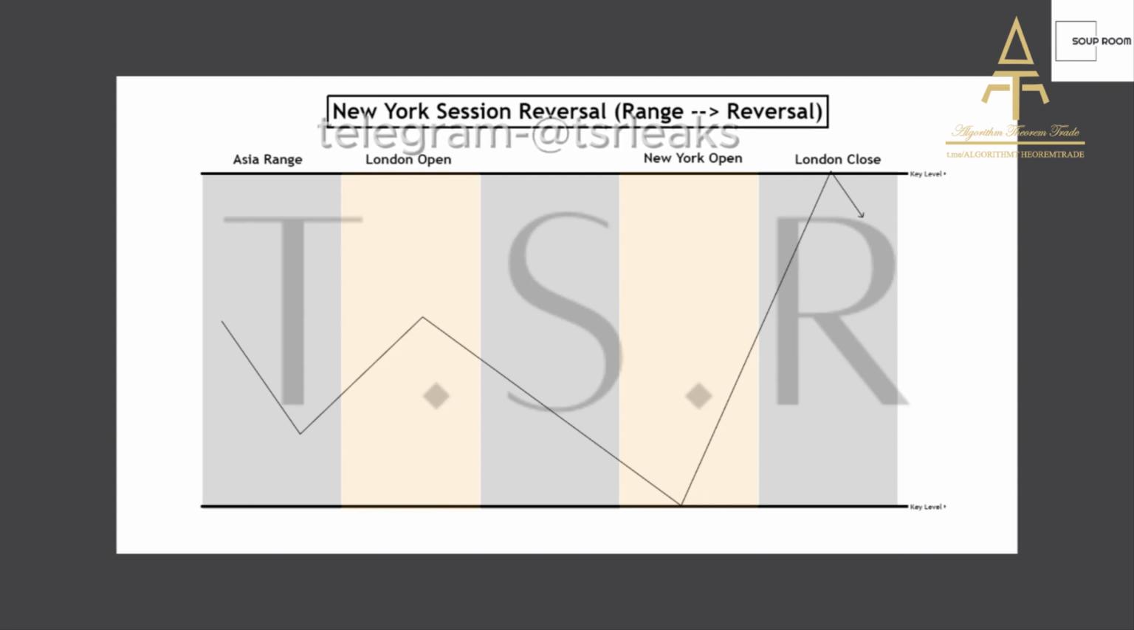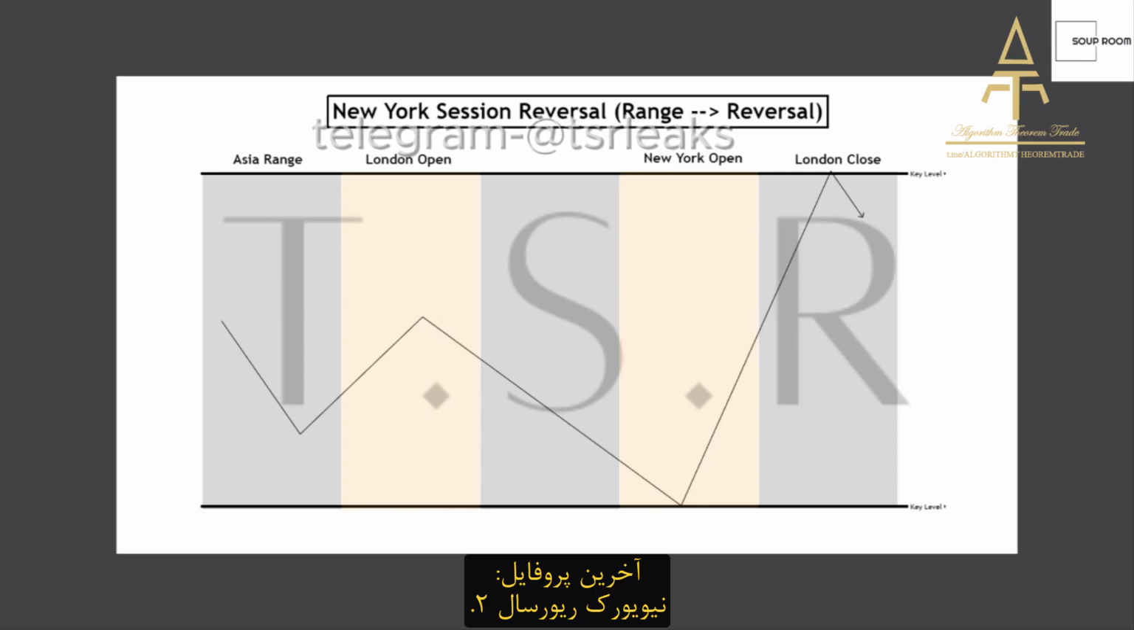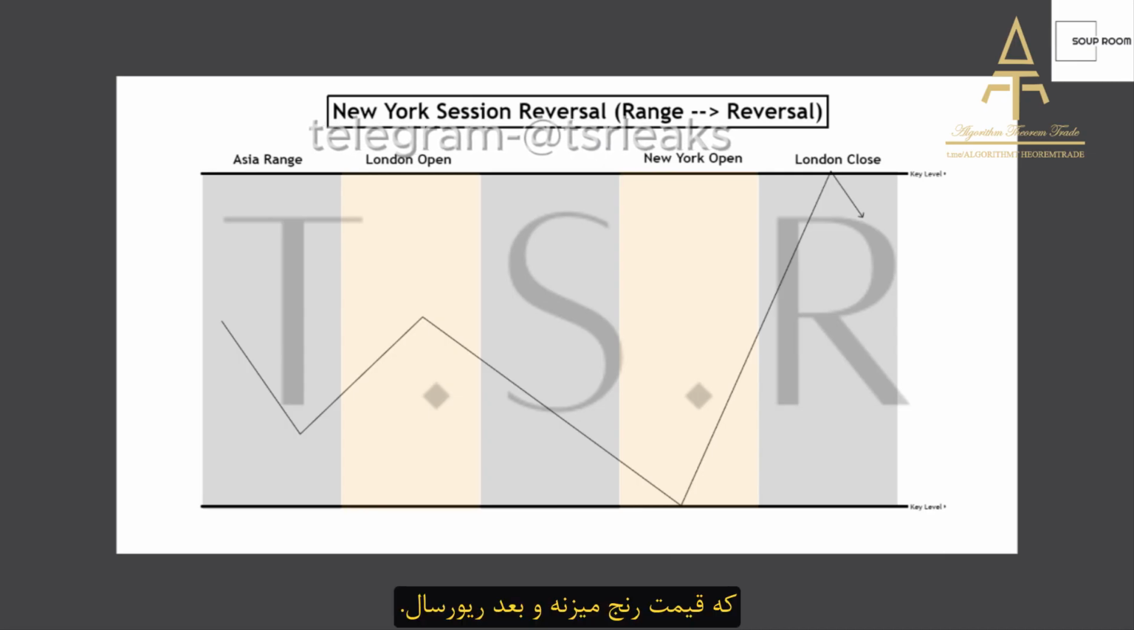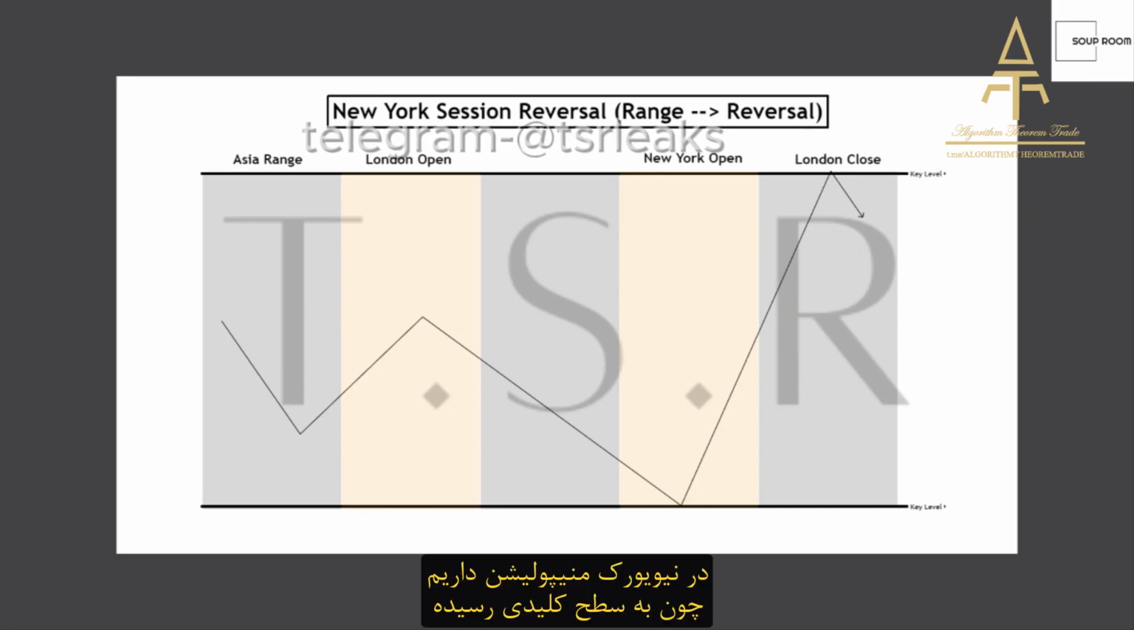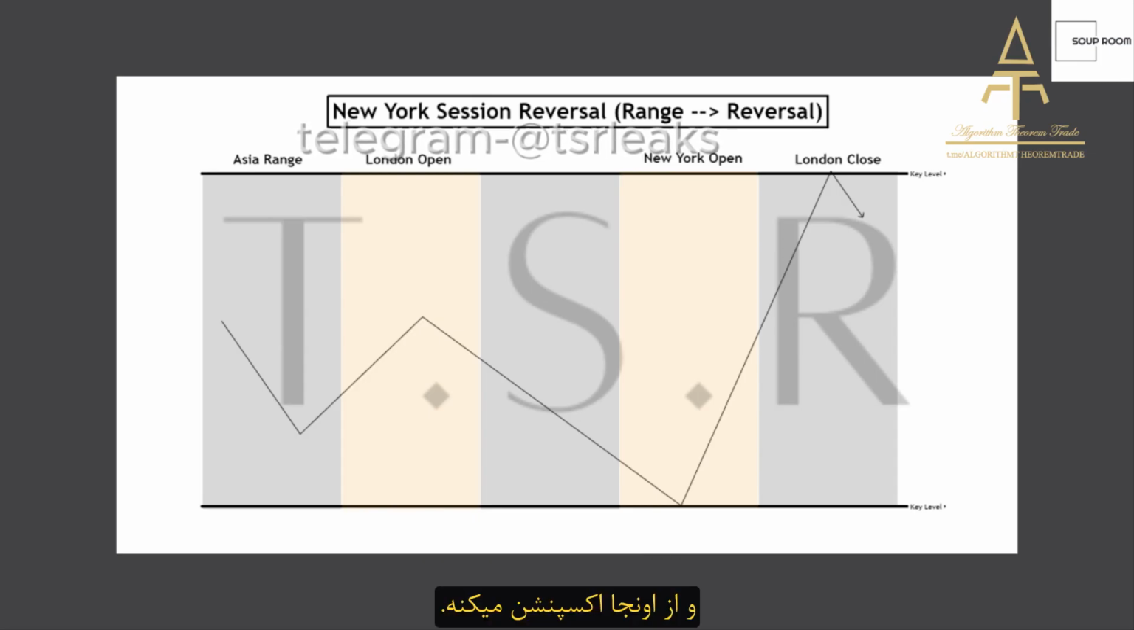Okay? Now, let's talk about the last and final market profile. The New York session reversal number 2, where price will be going from a range into a reversal. Okay? So the first half of the day, price will mainly be ranging. During the New York Open, price manipulates below the range into a higher time frame key level, and then it expands higher from there. Okay?